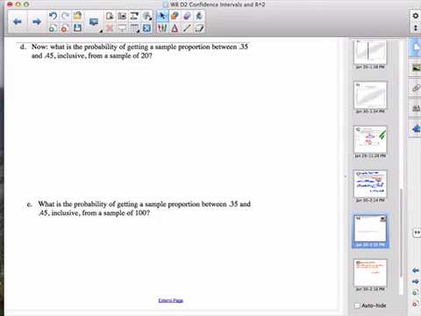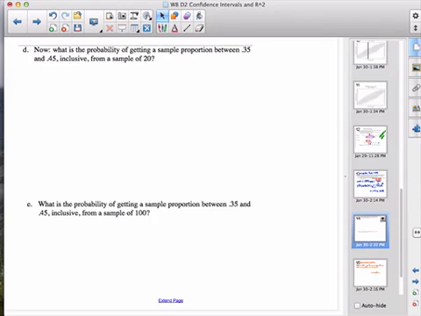So, two questions. The first one: what is the probability of getting a sample proportion between 0.35 and 0.45 inclusive, right? So including 0.35 and 0.45, from a sample of 20.